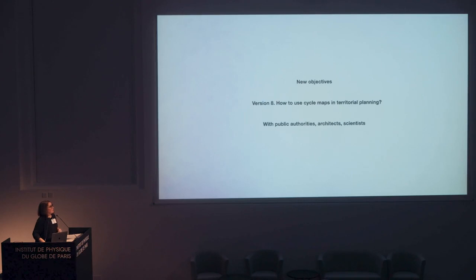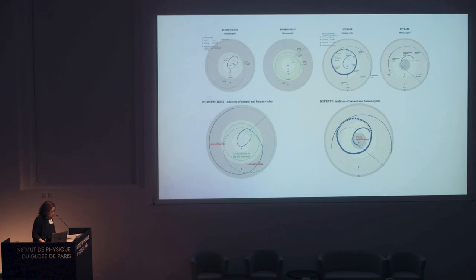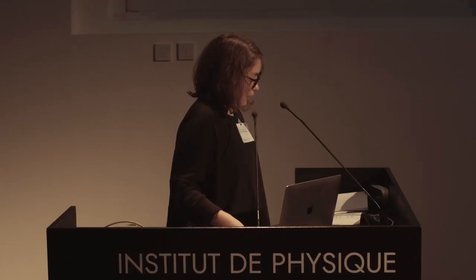New objective, really: a new objective for this model will be to use visualization of biogeochemical cycles of an observatory in the perspective of a territorial planning with architects, scientists, and public authorities. So how also do the sensors deployed in the critical zone observatory give a better understanding of these cycles, and how can they be visualized to explain then to stakeholders and decision makers who are not used to understanding a territory in this way, in the way of the cycles.